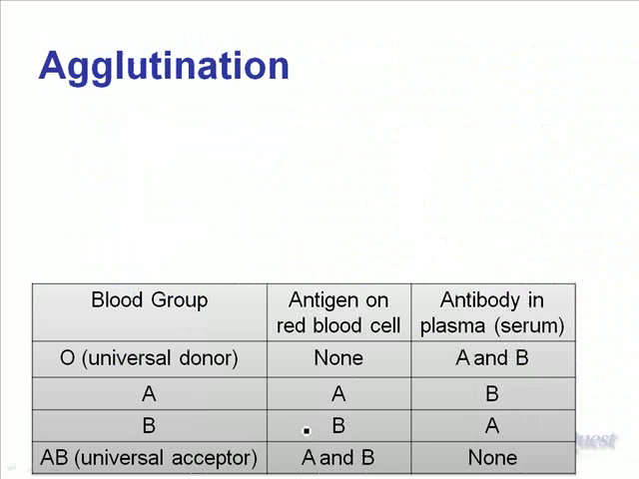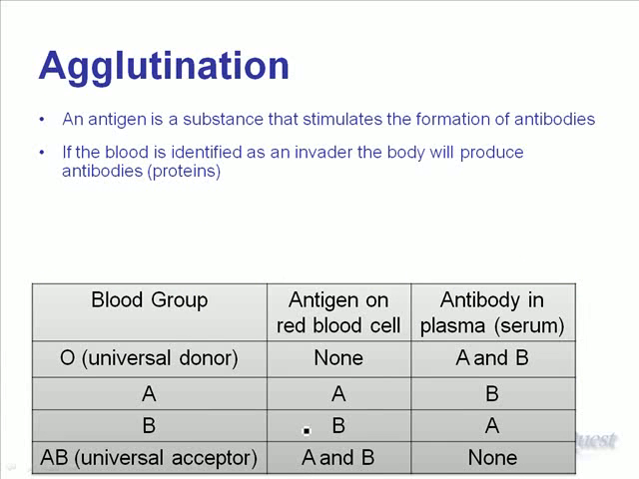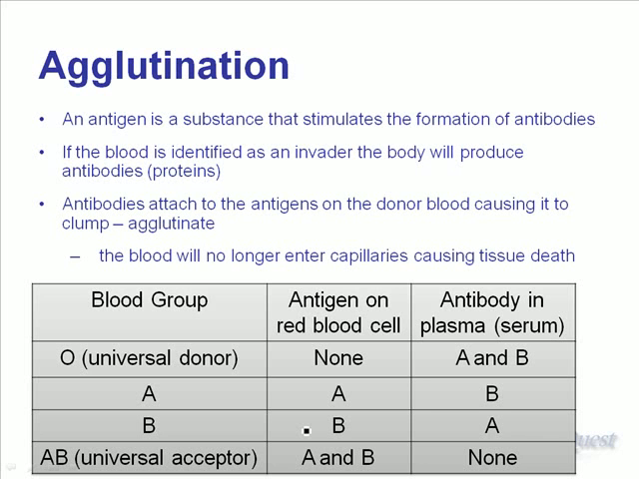So what this means is, every time you receive donor blood, there's a chance of something called agglutination. Agglutination is when foreign blood is clumped together by the antibodies inside of the recipient's blood. If the blood is identified as an invader, antibodies are produced. The B cells, the B white blood cells, the leukocytes, are going to produce lots and lots of antibodies, and that's going to cause the donor blood to clump up. Blood won't be able to enter capillaries because there are great big masses of cells blocking the way, and that will cause tissue death.